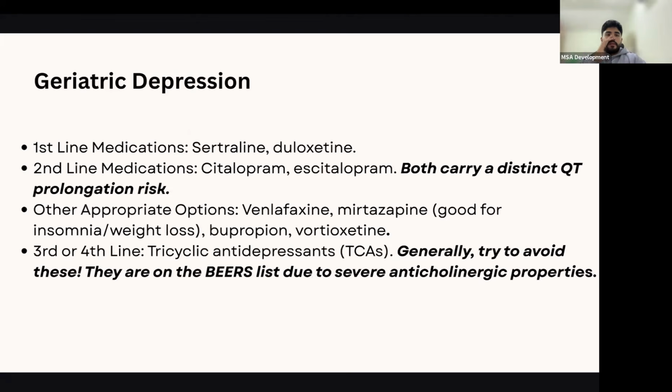Okay. Let's say you confirm that this patient actually has geriatric depression. How will you treat this patient? First of all, your first line is sertraline and duloxetine.